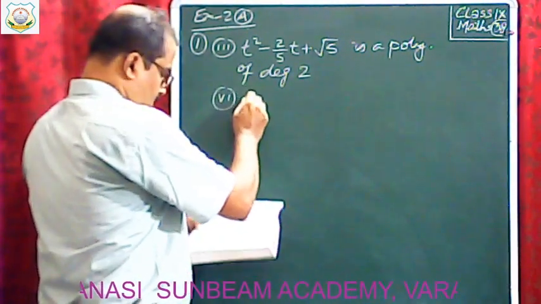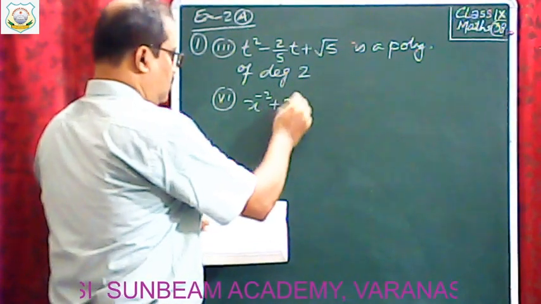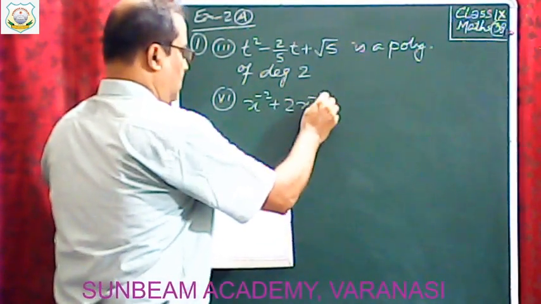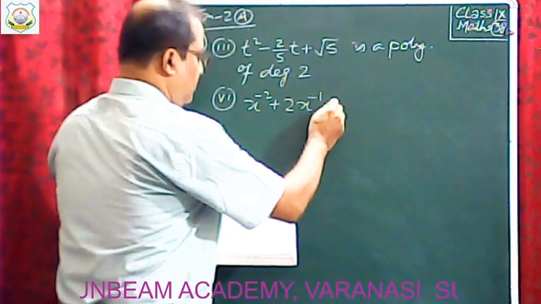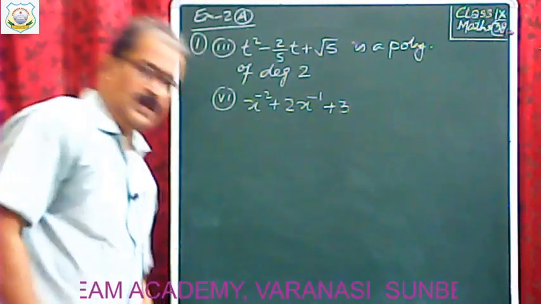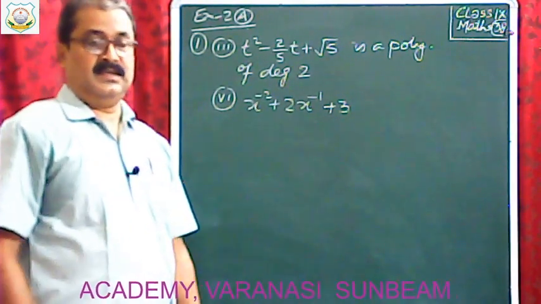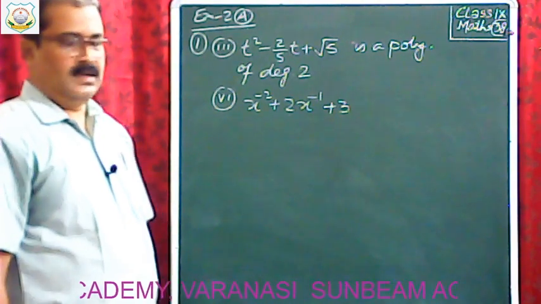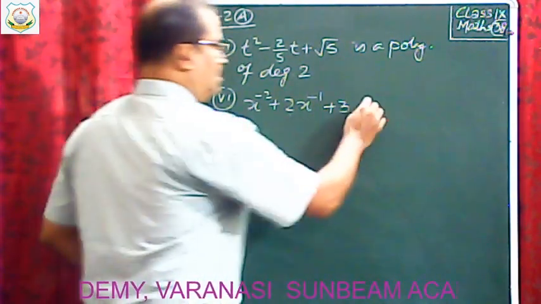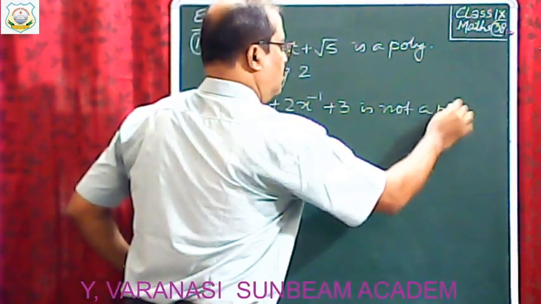Suppose x to the power minus 2 plus 2 to the power x to the power minus 1 plus 3. Polynomial or not? Again you have to check the powers of the terms. Minus 2, minus 1, these are negative integers. So it is not a polynomial.